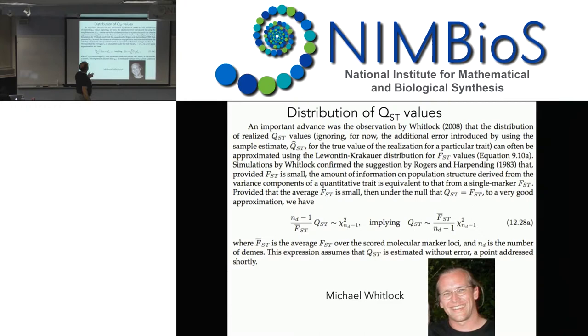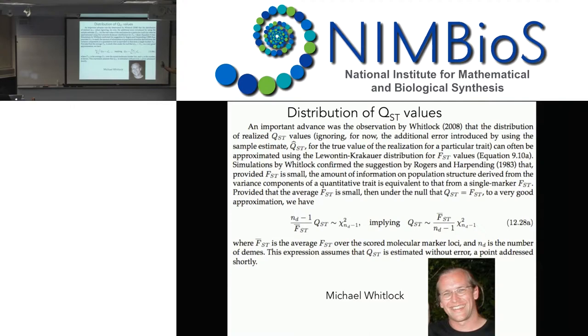But the bottom line from Lewontin-Krakauer was, if you take your observed QST value and you scale it by 1 over the average FST, and if I'm looking at N sub D demes, this scaling then takes QST and gives it a chi-square distribution with number of demes minus 1 degrees of freedom. So it's called the Lewontin-Krakauer distribution. And the idea was that you could somehow use FST to get some idea of what the distribution of QST should be. And if your value was too close to the origin or too far away, that is too little or too big, it is statistically significant.